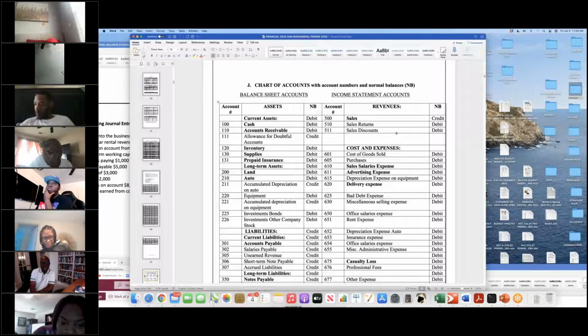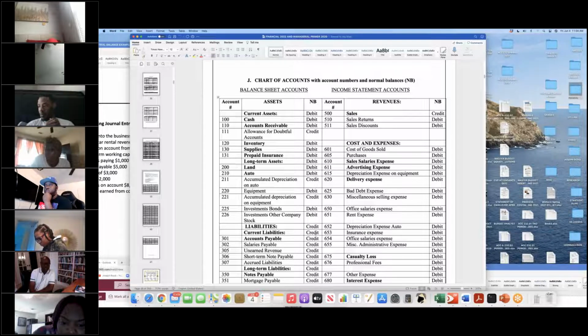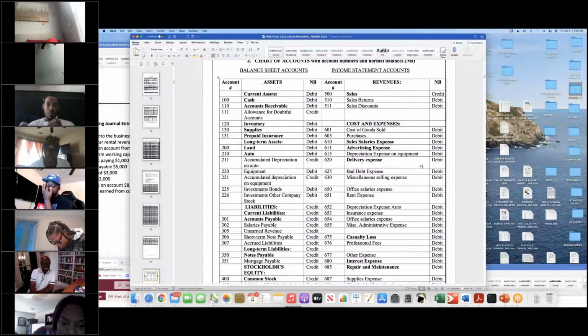This chart of accounts also gives you NB, the normal balance of what the account should be. So cash should have a debit balance, receivables should have a debit balance, accounts payable a credit balance. If that's not the case, then you know that something is awry. So you've got your normal balances here, and you'll see where that comes into play as we get into steps 3 and 4.